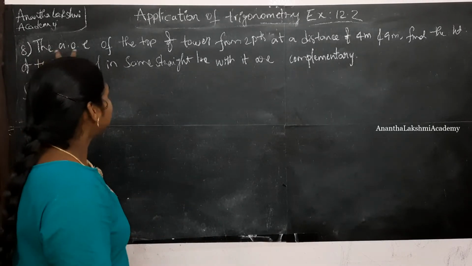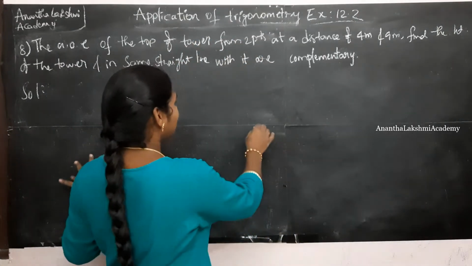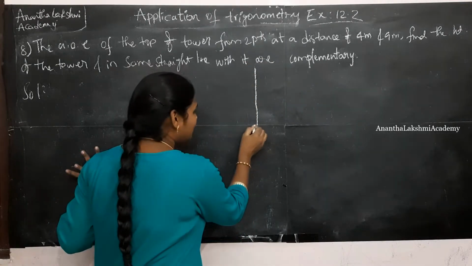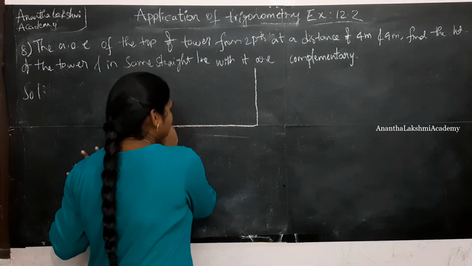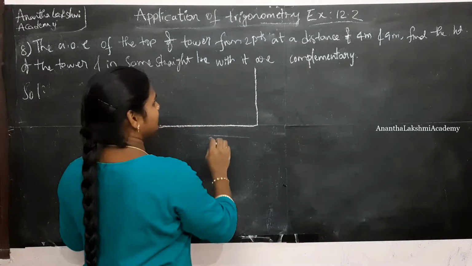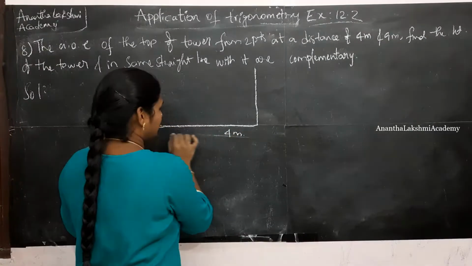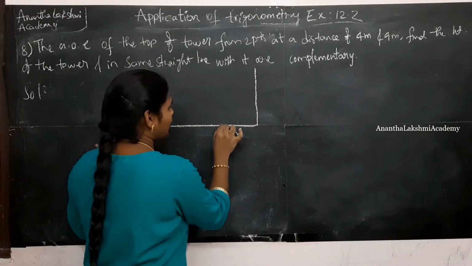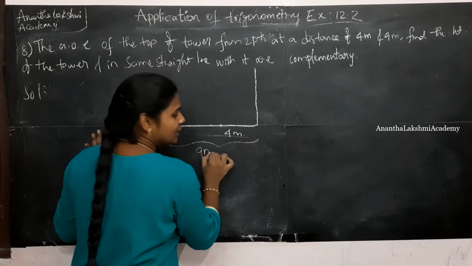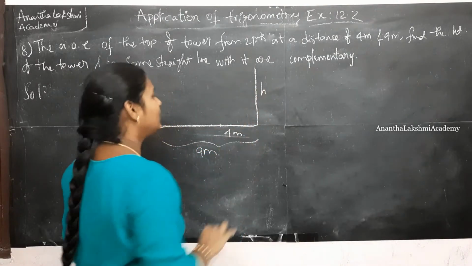The angle of elevation of the top of a tower from 2 points is what he said. And the angle of elevation is always associated with the horizontal line. At a distance of 4 meters and 9 meters. Let us assume this is a point at a distance of 4 meters, then this is a point at 9 meters. Find the height of the tower. So this is what we need to figure out.